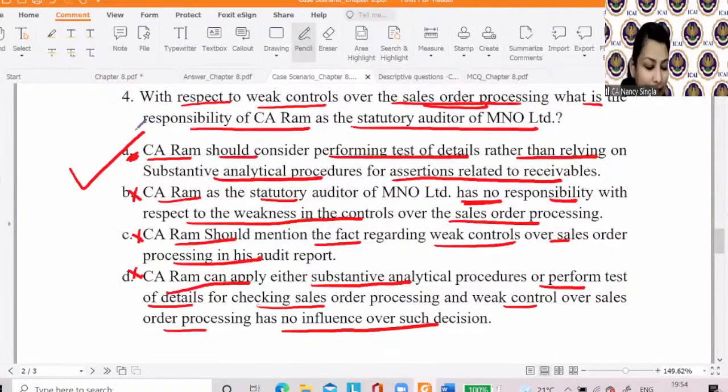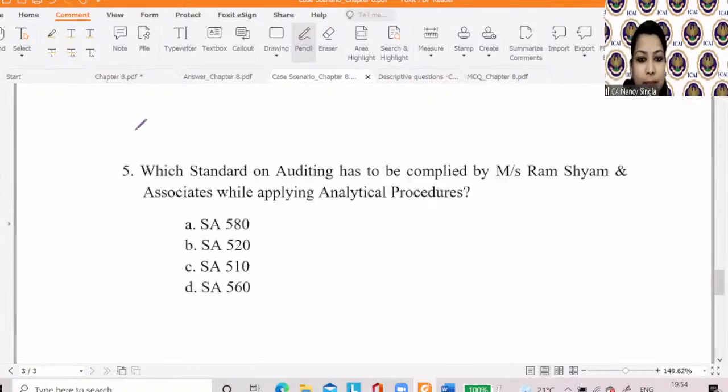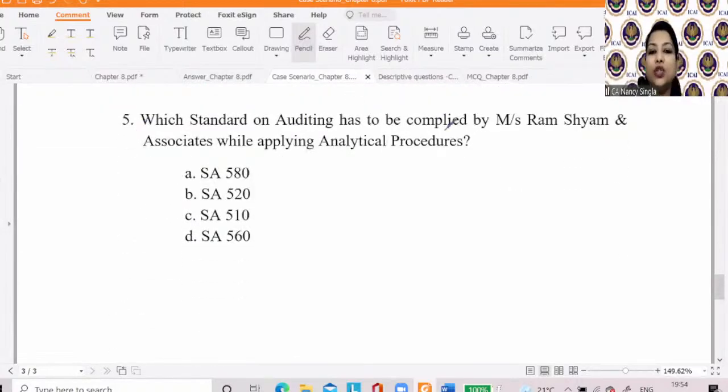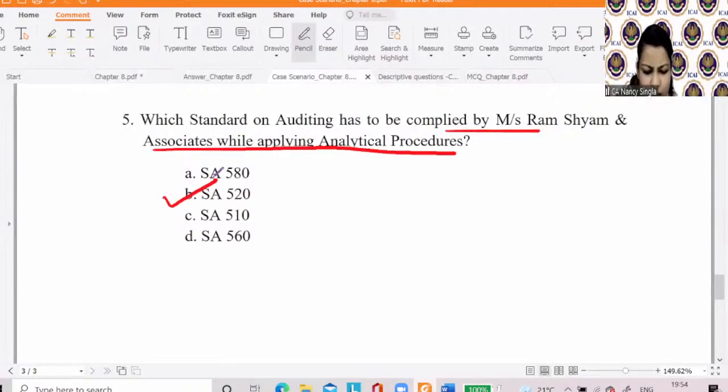Okay. And the last question is going to be very simple. Which standard on auditing has to be applied by Messrs. Ram, Sham and Associates while applying the analytical procedure? So the answer is B. Okay. Most of you have given the correct answer.